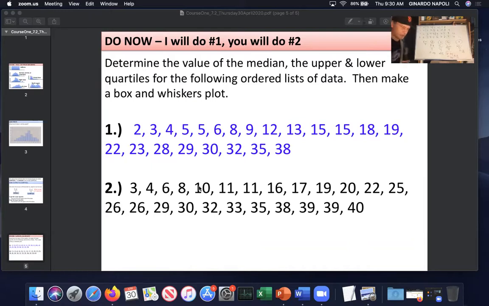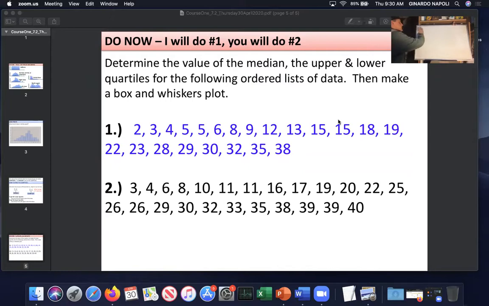My bad. So the next thing we want to do here is called a box and whiskers. That's where we use a number line and mark off the smallest value, the largest value, and then the upper and lower quartiles and the median. If you think you can do this, you can go ahead and get started on number two. I'm going to write the numbers for number one, go through that example, and then explain how you make a box and whiskers plot.